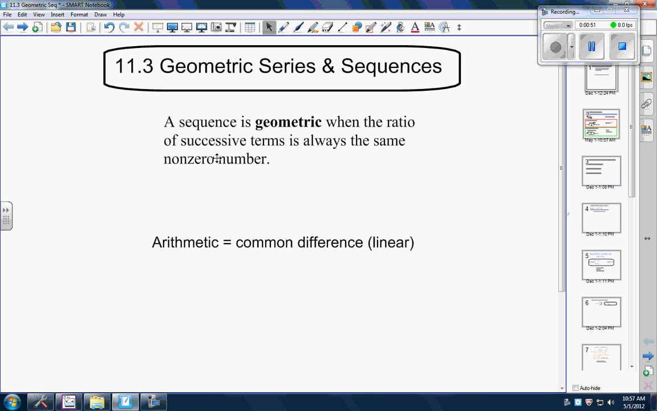So basically you divide the n plus 1 term by the nth term, the n plus 2 term by the n plus 1 term, and you get the same ratio. So is it multiplying by 3? Is it multiplying by 1/3? Is it multiplying by 10? Is it multiplying by 1/7? Whatever it's doing. Okay, and ratios don't always have to be positive.